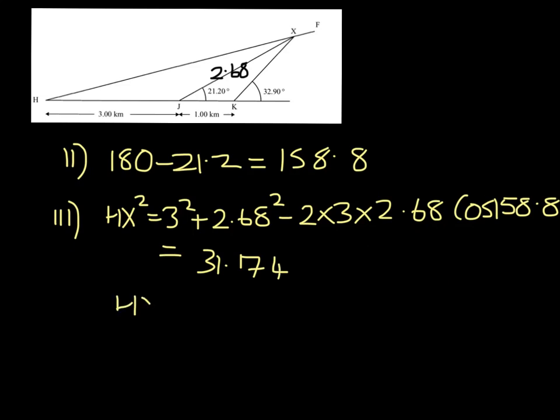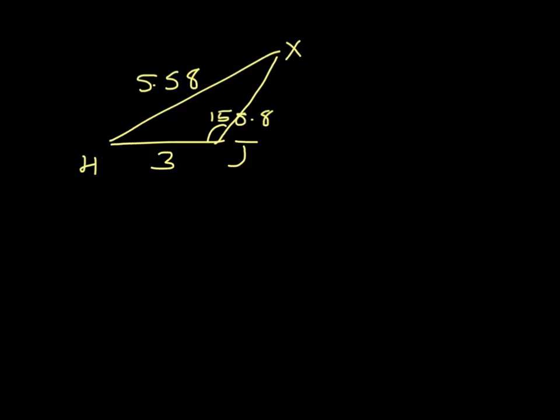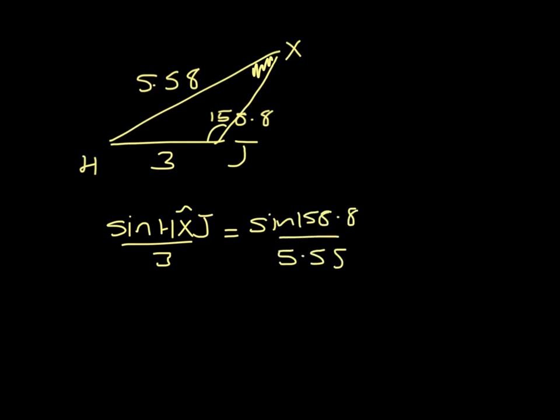That gives 31.174, and then to work out HX we want the square root, which gives us an answer of 5.58 kilometres. To work out XHJ, I'm going to use the sine rule. Sine rule deals with side lengths and opposite angles, so I'm going to work out this angle here, which is HXJ. So the sine of HXJ divided by 3 has to equal the sine of 158.8 divided by 5.58.